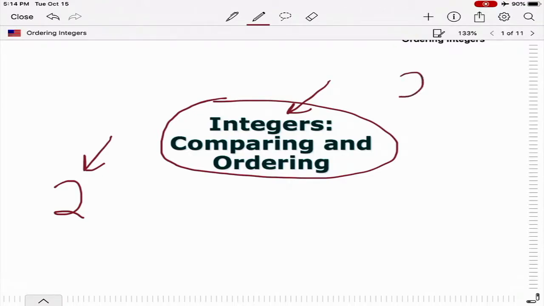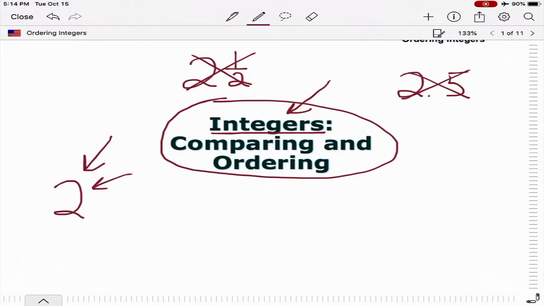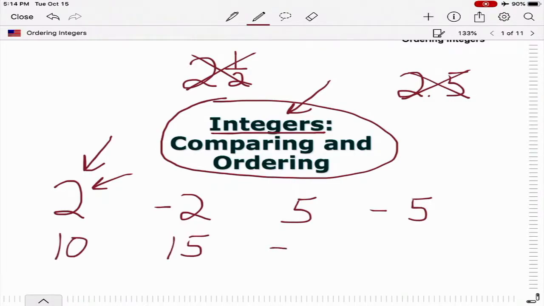So for example, 2.5 is not an integer. 2 1/2 is not an integer, right? If it has a decimal or a fraction, it is not an integer. However, an integer can be positive or negative. So again, 2 is an integer, but so is -2. So is 5. So is -5. So is 10. So is 15. So is -3. So is -100. So here you have what's called positive and negative integers, but they're all integers.